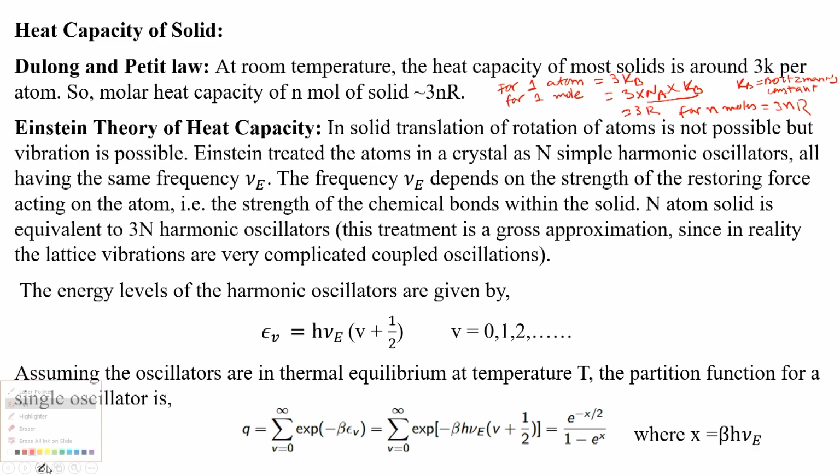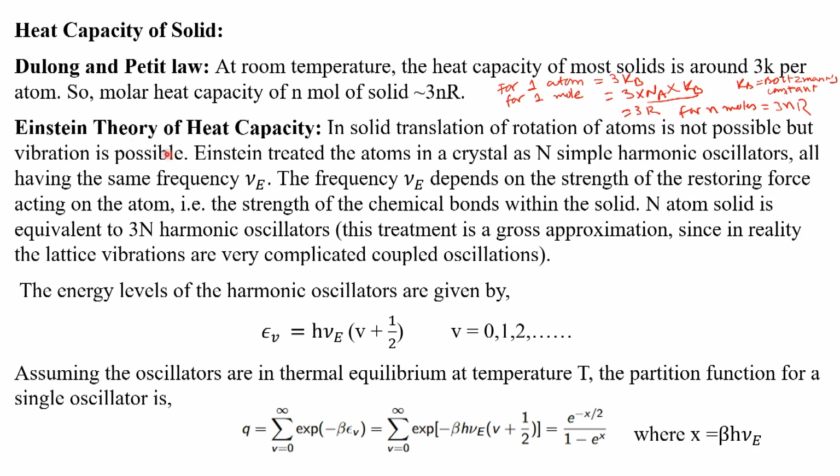So at room temperature the heat capacity of most solids is around 3 kb, or K or Kb is the same. So K here is the Boltzmann constant per atom. So molar heat capacity of n mole is 3nR, where R is the gas constant, okay. So you see that according to Dulong-Petit's law, the heat capacity of solid is constant, right? So this is 3nR.